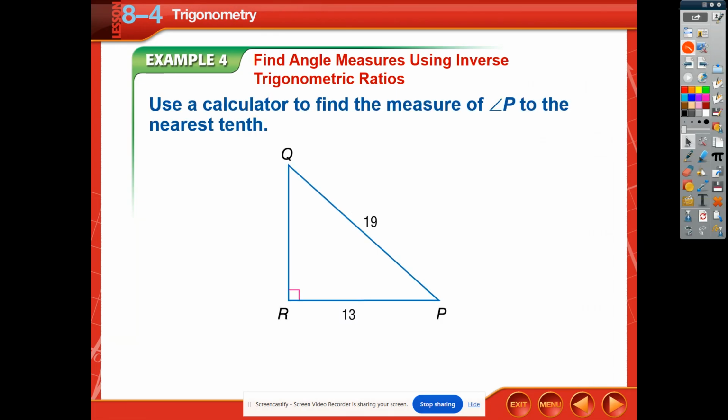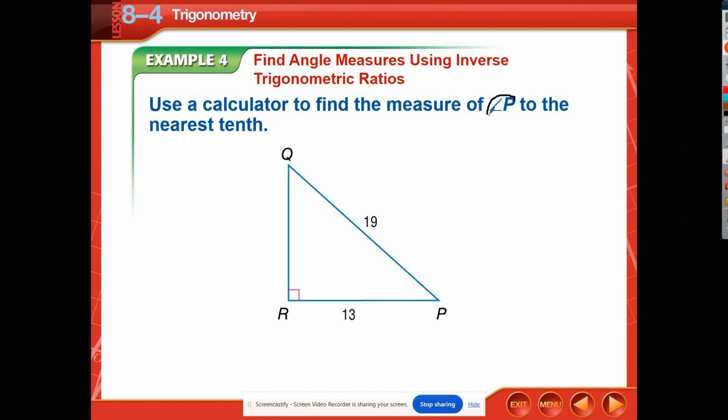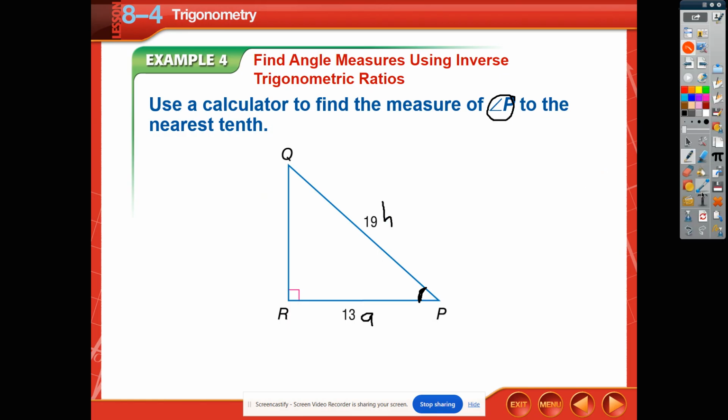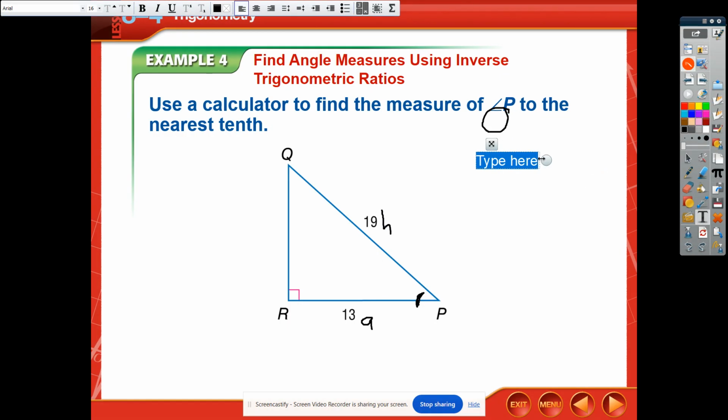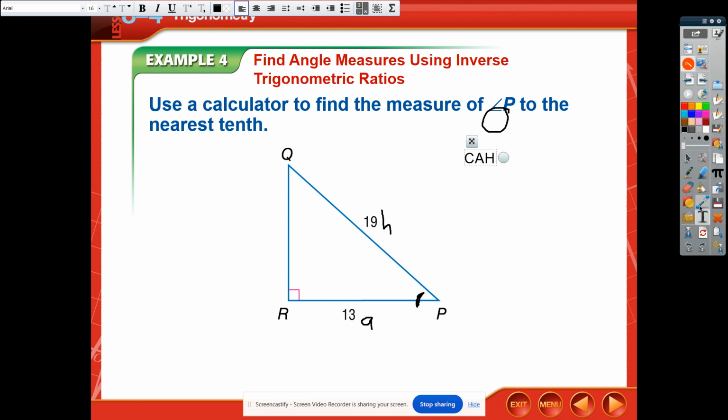All right, so here we have an example, and it wants me to find the measure of angle P. So the angle we are referring to here is this angle here. So I've got to recognize which side lengths I have. I have the adjacent side and I have the hypotenuse. So if you're using your acronym SOHCAHTOA, the middle of that, CAH, is the trig ratio that has the adjacent and the hypotenuse. So we would want to use cosine for this.